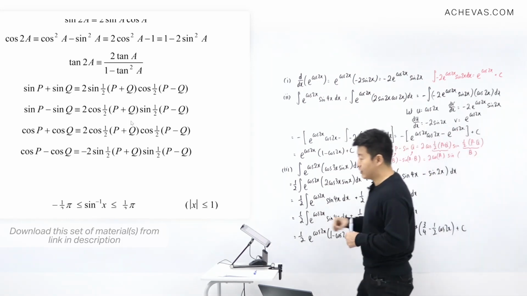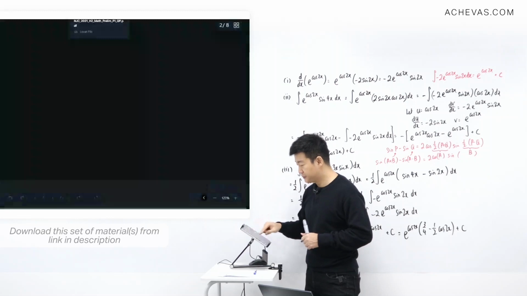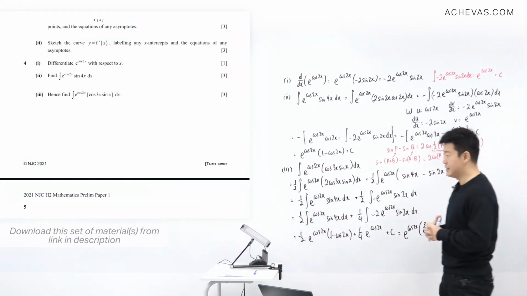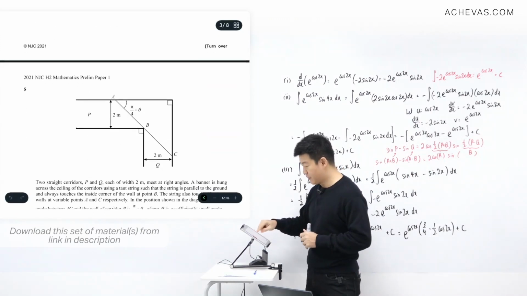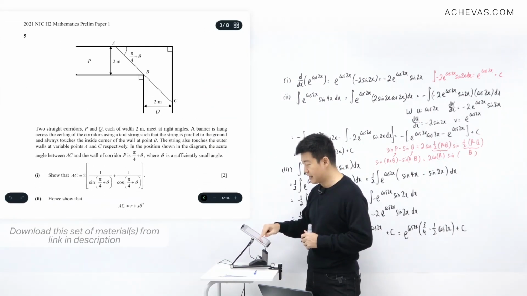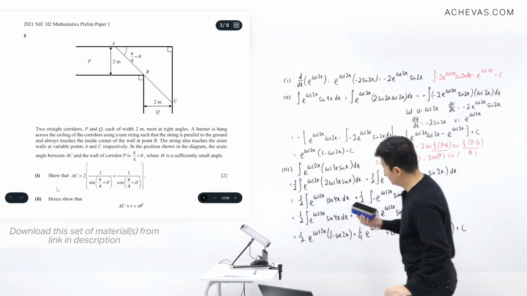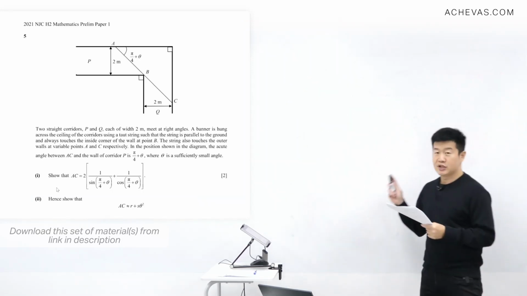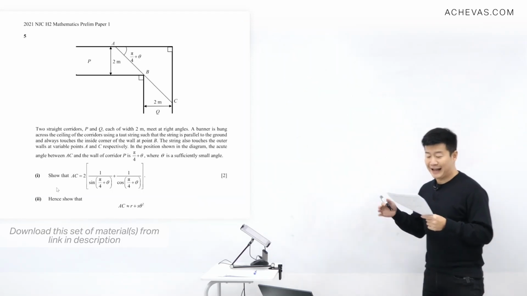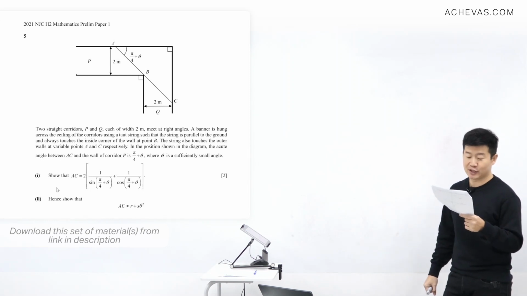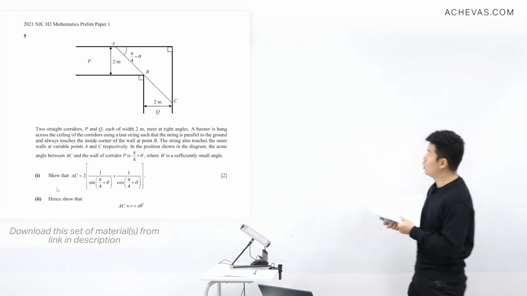Next, let's take a look at question 5. Okay, we have already finished question number 4 so far. Let's take a look at question number 5. Question number 5 gives us a diagram that is like this, and we are supposed to show that AC here is equal to this. Let me erase the board first. So in this question number 5, we are supposed to prove that AC is equal to that expression over there. We are going to be given just 2 marks, so I'm not expecting the solution to be that long.